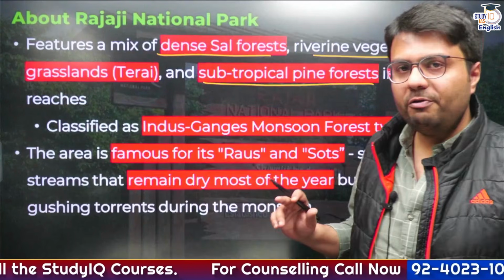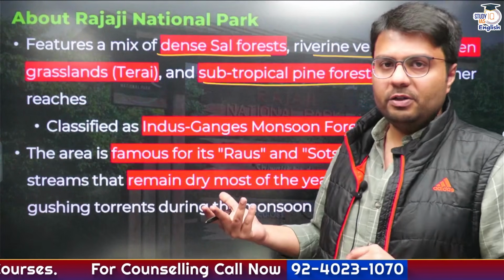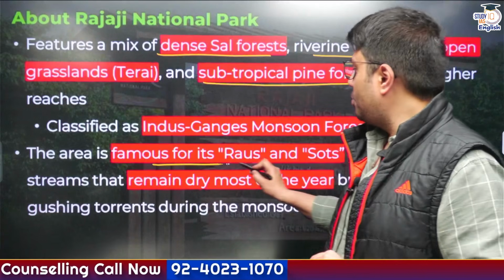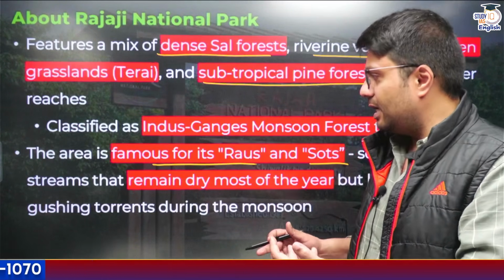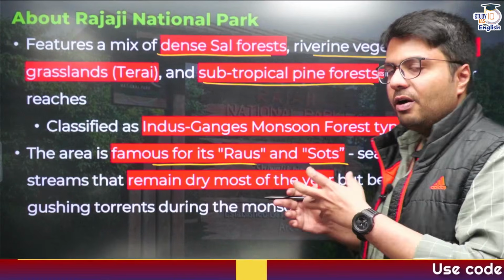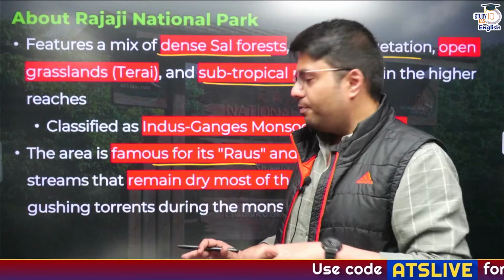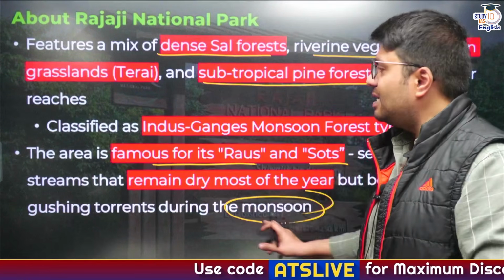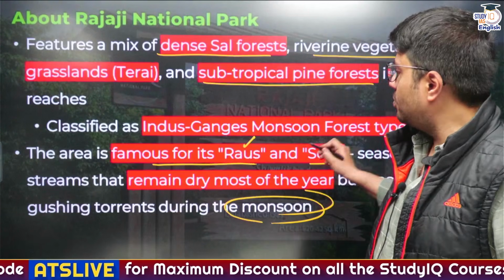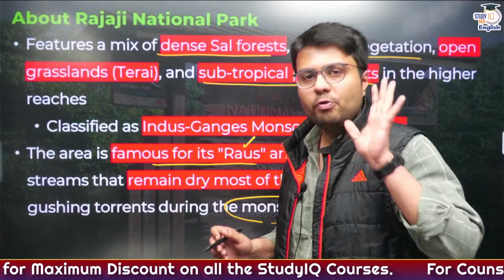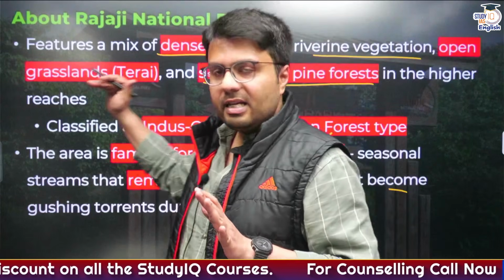Now let us talk about the famous flora that is available. It is famous for its raos and sots, which are seasonal streams that remain dry for the most part of the year, and become very widely flowing rivers at the time of monsoon. So these are seasonal water bodies that flow through Rajaji National Park, called raos and sots, and they remain dry for the most part of the year. So these are the kind of vegetation features available there.